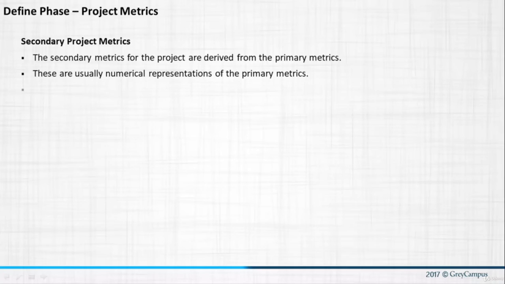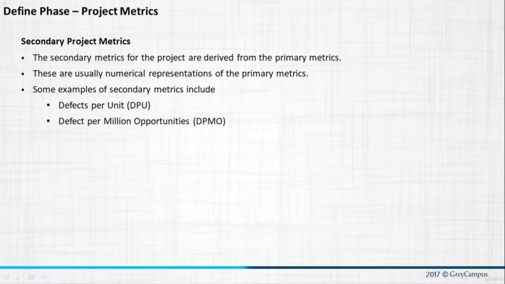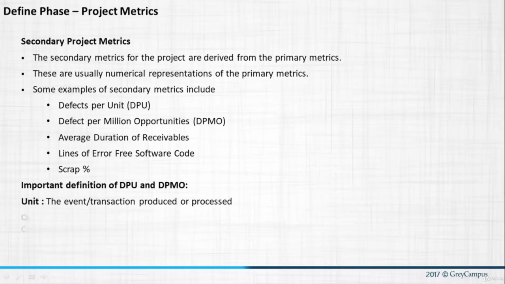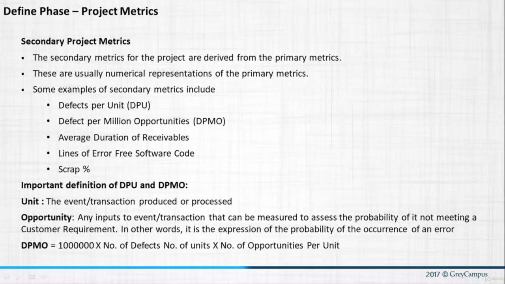Secondary metrics. Usually numerical representations of the primary metric. And we will go over each of these as we go along, but DPU, defects per unit, DPO, defects per opportunity, DPMO, defects per million opportunities. And you can see the explanation of those metrics there.